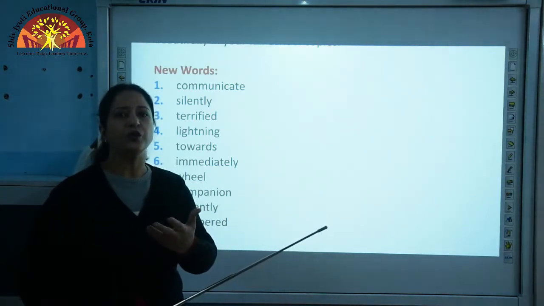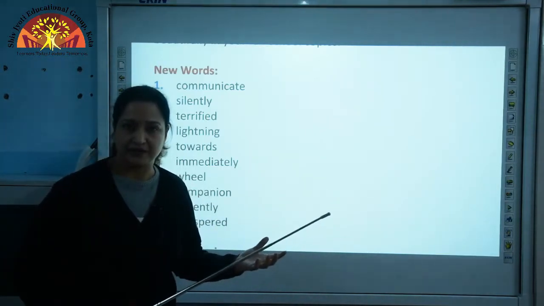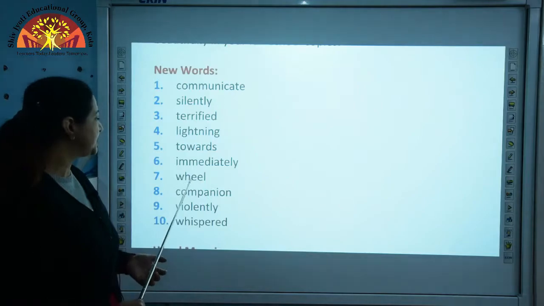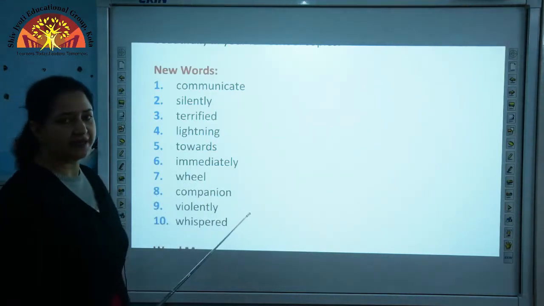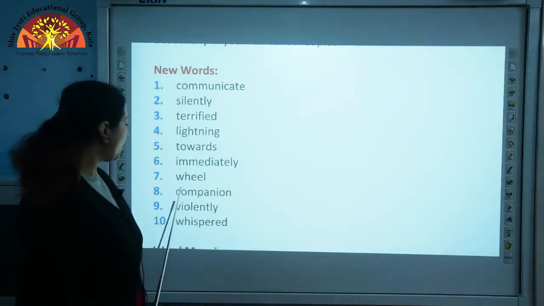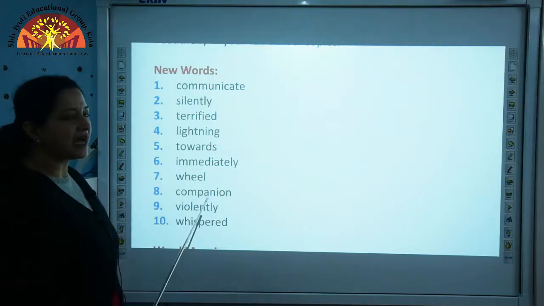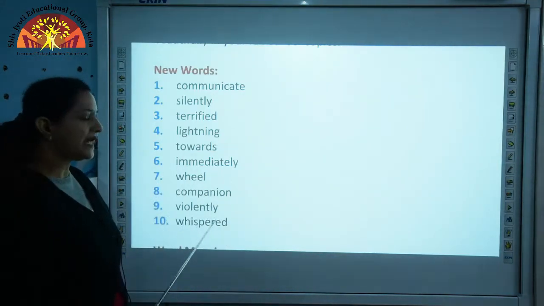Moving to number 7, 7 is wheel. Wheel, you all know, wheels are sort of tires which we use in vehicles. So W-H-E-E-L, wheel. Number 8, companion. Companion means partner. C-O-M-P-A-N-I-O-N, companion.